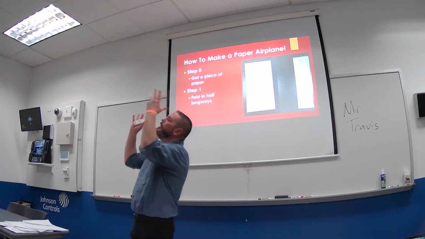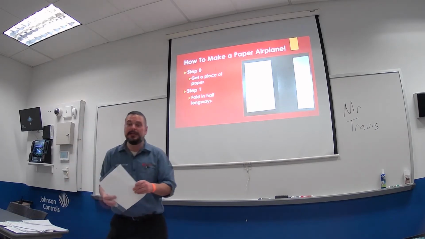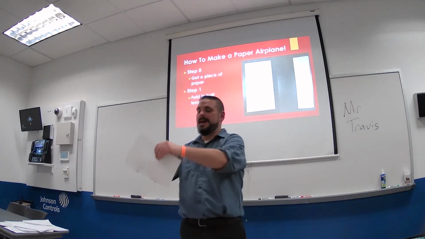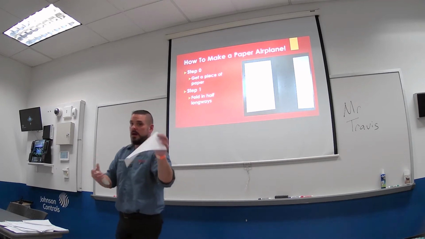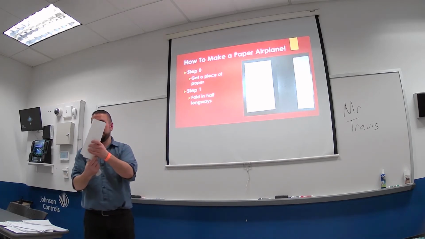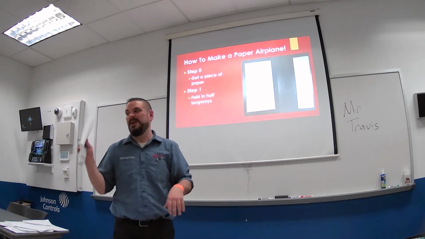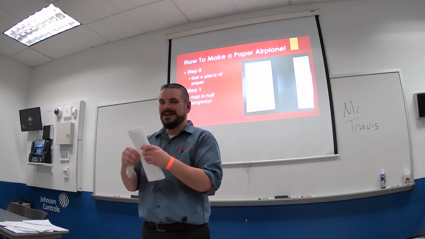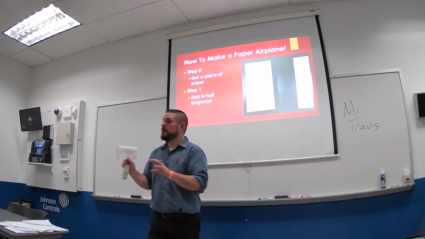How are we going to do this? How are we going to make one of my favorite styles of planes? Well, first we're going to need this paper. Basic paper, nothing crazy. But first thing we need to do, once we know that we have paper, is we're going to fold it in half. Now we're going to fold it long ways.